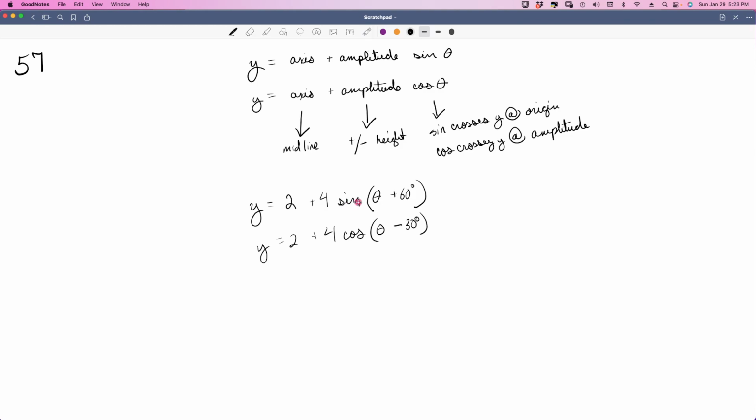So here we have a translation up the y-axis, because this is positive, with an amplitude of 4. So this is our midline, and it goes up above midline 4 and below the midline 4. And we're looking for where it crosses the midline, and that's at negative 60 degrees. And that's all that means. All this one means is that we have a midline of 2 with an amplitude above and below of 4, and the amplitude is going to cross or touch at the positive 30-degree mark. That's all that means.